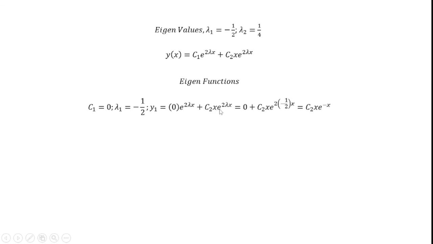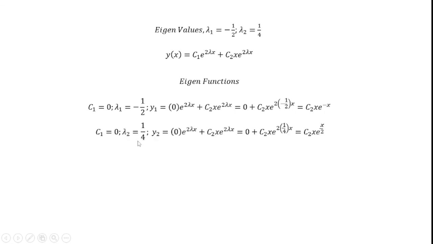What can we perform with the lambda? You know, lambda 1 is equal to minus 1 by 2. For identifying the first function, we can substitute the lambda value as minus 1 by 2. So from this, the first term is eliminated with a 0, because c1 is equal to 0. And the second term, c2 into x into e power 2 lambda x, is converted by substituting minus 1 by 2 for the lambda value. So that c2 into x into e power 2 into minus 1 by 2. If I cancel 2 by 2, I get minus x. So I got c2 x into e power minus x.